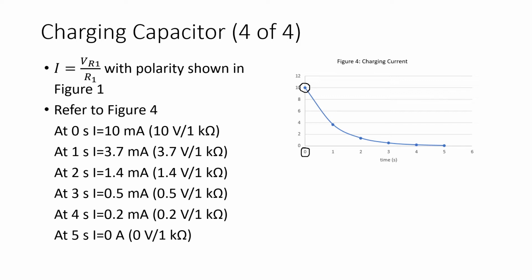1 second after the switch is placed in position 1, the current will have reduced to 3.7 milliamps. At 2 seconds, 1.4 milliamps. At 3 seconds, 0.5 milliamps. At 4 seconds, 0.2 milliamps. And we assume that after 5 time constants, 5 seconds, the current will have reduced to 0. At 5 time constants, we assume the capacitor is fully charged and no current flows to charge the capacitor.